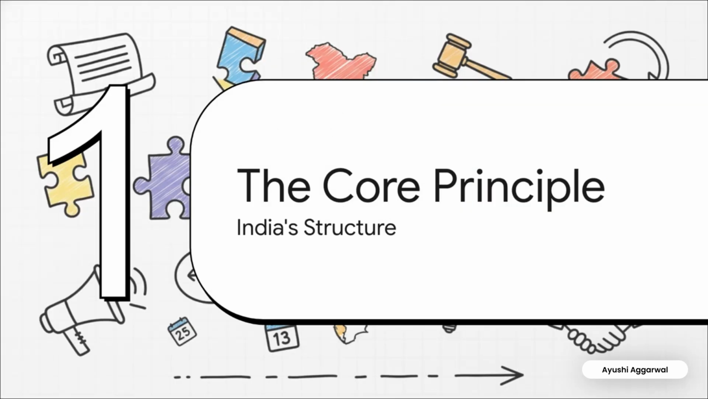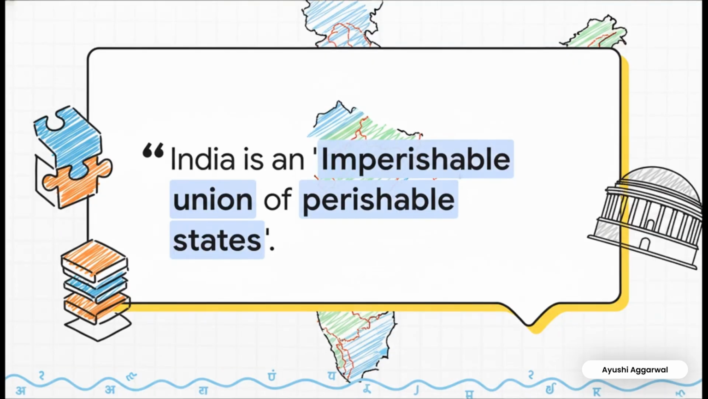So, after this entire story, what's the big takeaway? What is the core principle of India's unique structure? Let's boil it all down to the single most important idea. The crucial point, the one line that summarizes everything, is this. India is an imperishable union of perishable states.